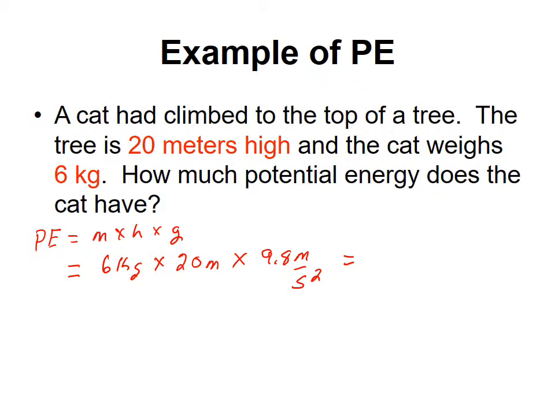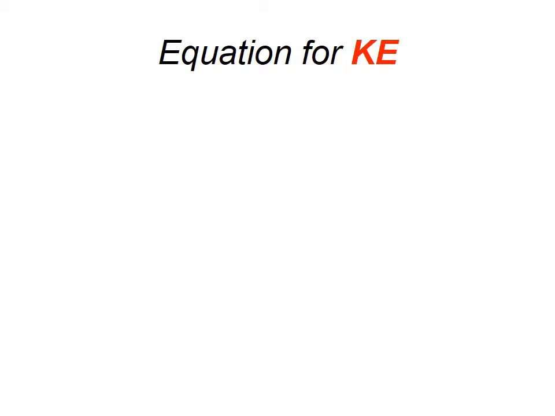When we run all that through the calculator, we get 1,176. But the unit, because we have a kilogram, a meter, and a meter per second squared, is referred to as a joule. Energy is measured in joules. So the potential energy, that's the energy of position, would be 1,176 joules.